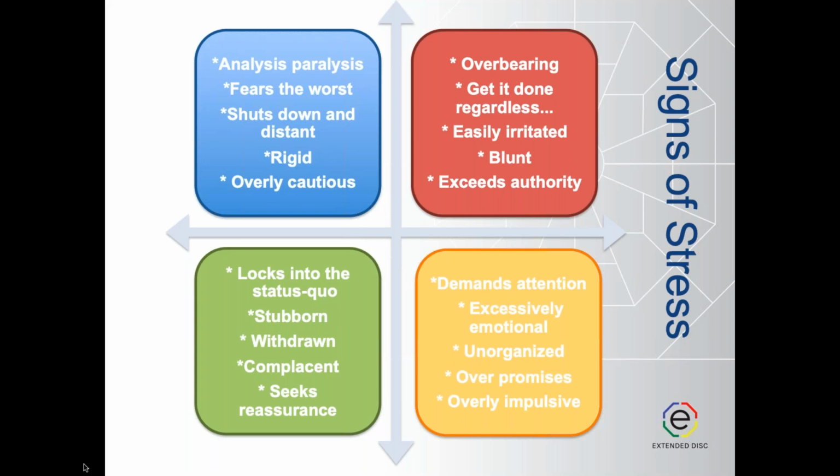And for Carol, our C style, a sign of stress looks like that analysis paralysis, right? She wants to be correct. So Carol will just get into that paralysis. I can't move forward. And she'll also fear the worst case scenario with everything. The world is ending. And she tends to shut down and become distant. She's going to kind of lock herself in a room to look over all the data. She also becomes rigid when she's under stress, that everything has to be done exactly a certain way at a certain time because that's just how it is.